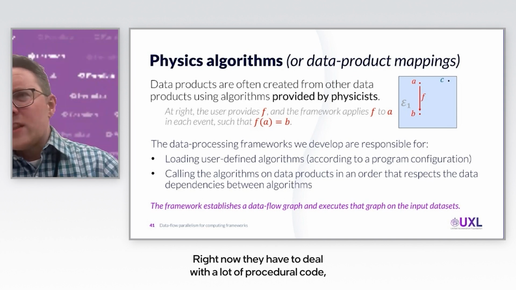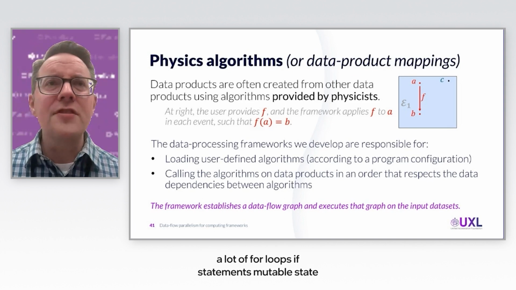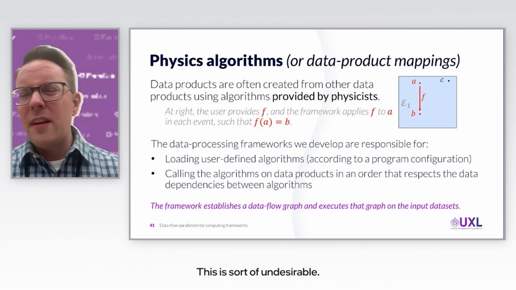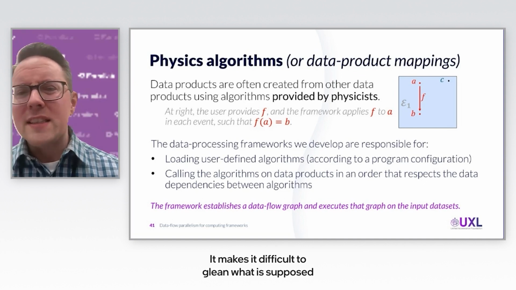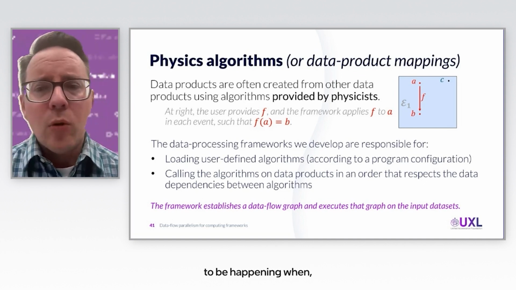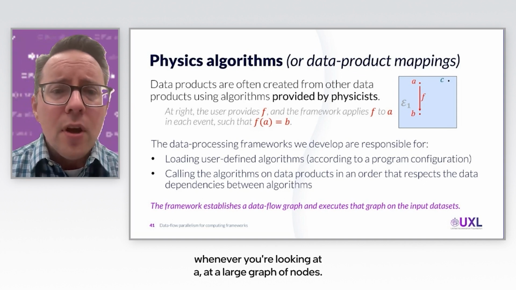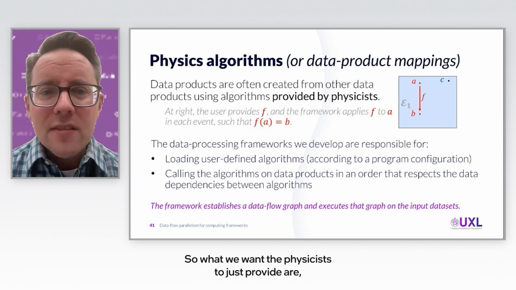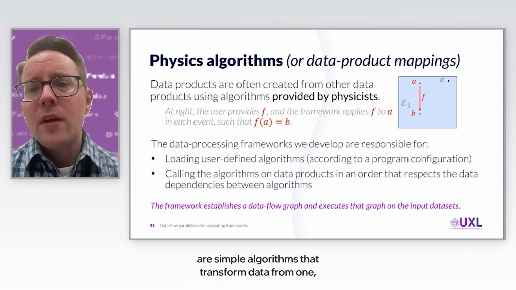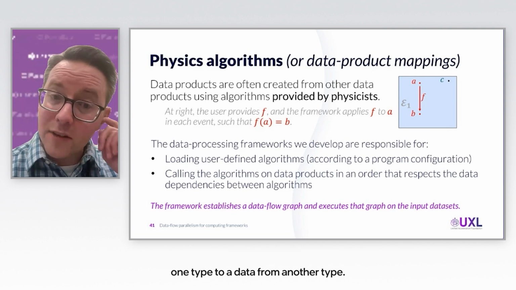Right now, they have to deal with a lot of procedural code, a lot of for loops, if statements, mutable state all over the place. This is sort of undesirable. It makes it difficult to glean what is supposed to be happening whenever you're looking at a large graph of nodes. So what we want the physicists to just provide are simple algorithms that transform data from one type to data of another type, for example.